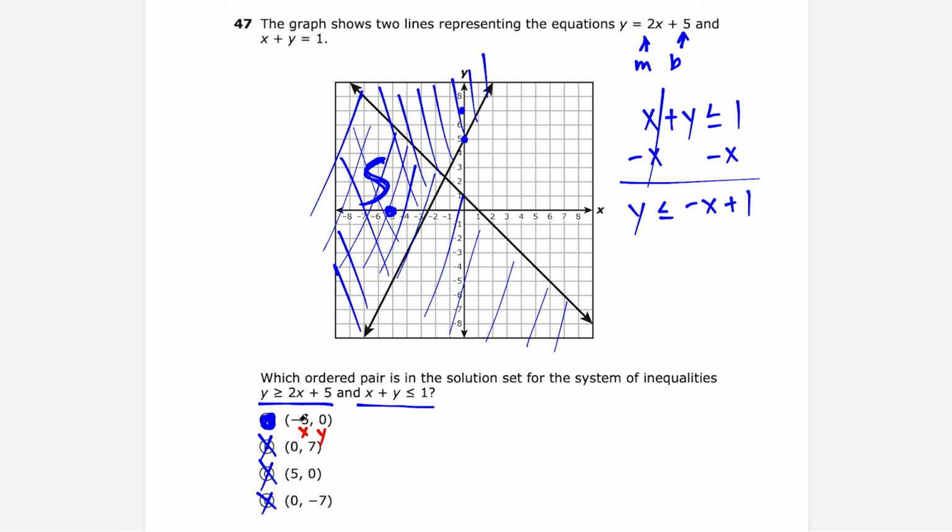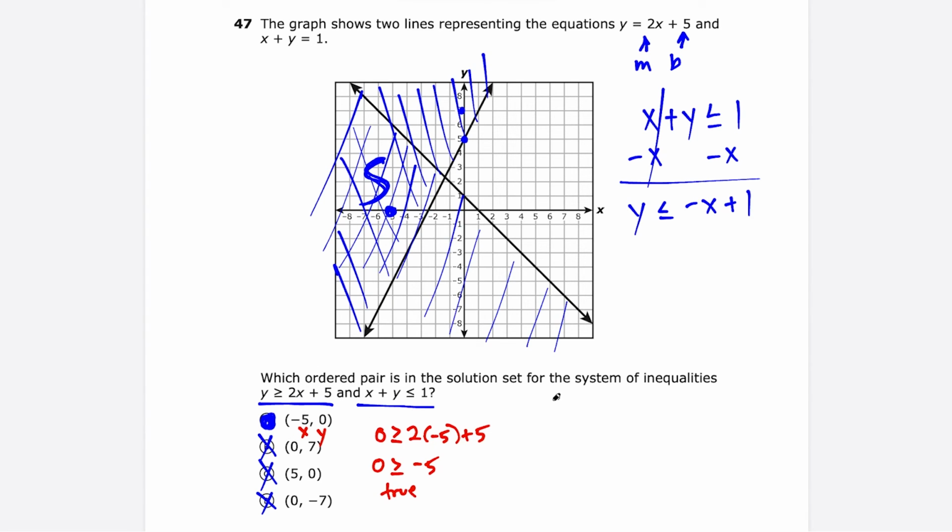Okay, so x is going to be -5 and the y value here is 0. So we plug that in and we have 0 is greater than or equal to 2 times x, and we're plugging in -5 for x, and then plus 5. Now if we simplify the right side, we have 0 is greater than or equal to -10 plus 5, which is -5. And this is a true statement. So this point definitely satisfies that first inequality.